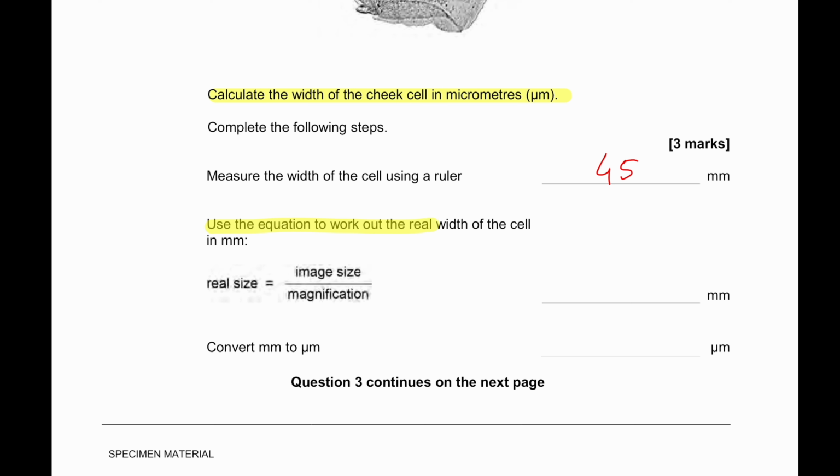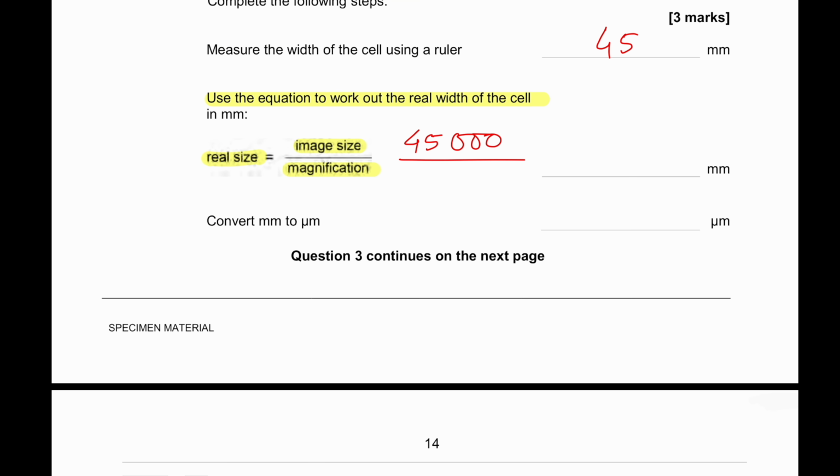We will use the equation to work out the real width of the cell. The real size is equal to image size divided by magnification. So the image size is 45,000 micrometer divided by the magnification, which in this case is 250 times. They want the answer in millimeter first. So 45 divided by 250, the answer is 0.18 millimeter. And then we will convert that into micrometer. 0.18 times 1000 gives us 180 micrometer.